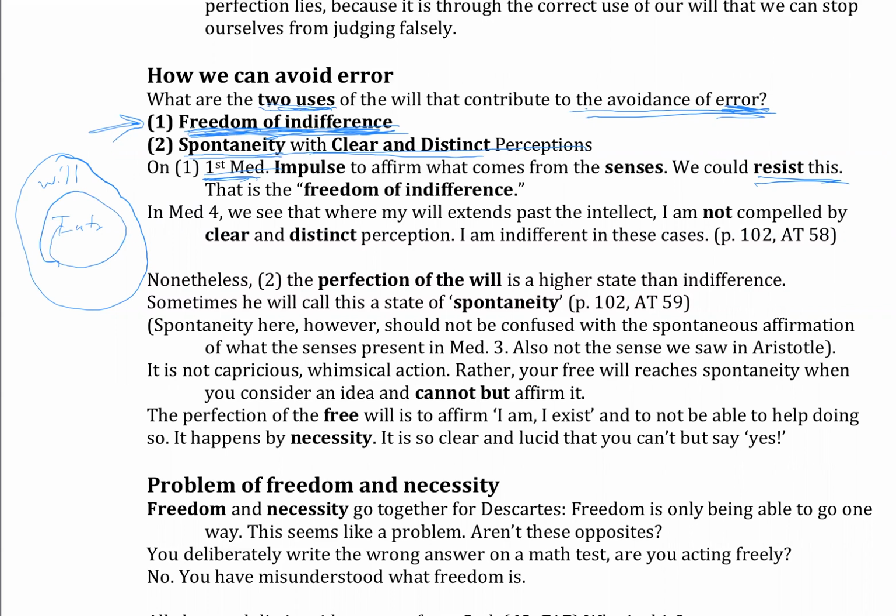So what he means by intellect, when he says that the will extends past the intellect, is he must mean the intellect in a restricted sense, in a more narrow sense than he was using it above, where the intellect is just the faculty for any old ideas. Rather, the intellect here must mean those ideas that I have clearly and distinctly. Those ideas that are like God's ideas, those ideas that are in my intellect in the way that I have an intellect like God's intellect.